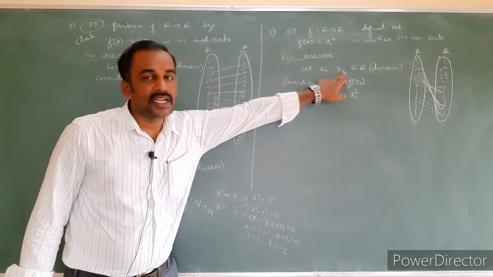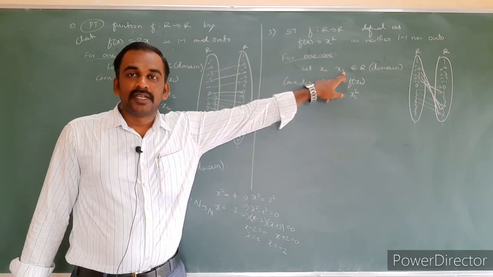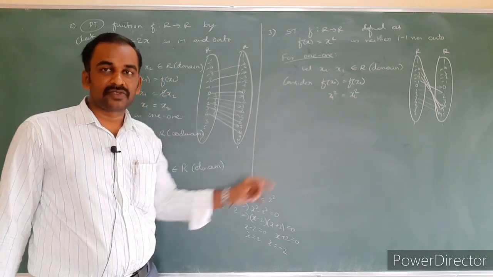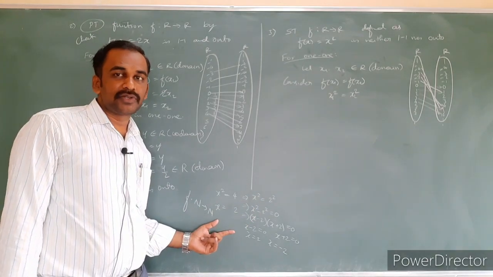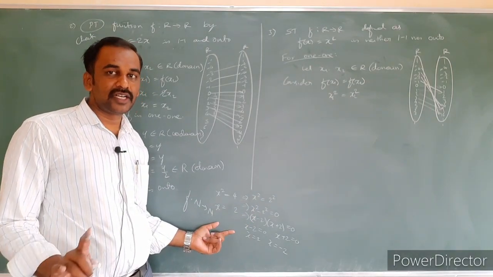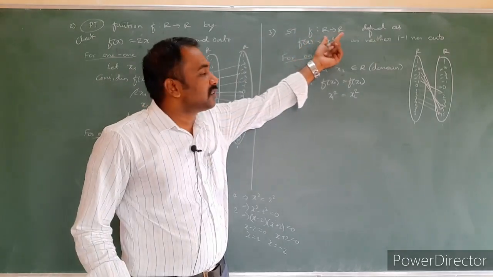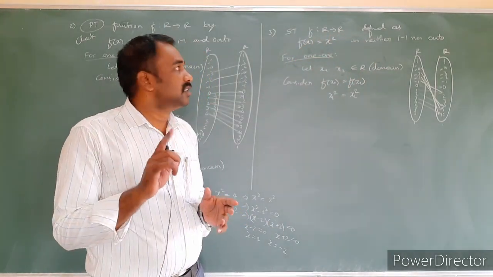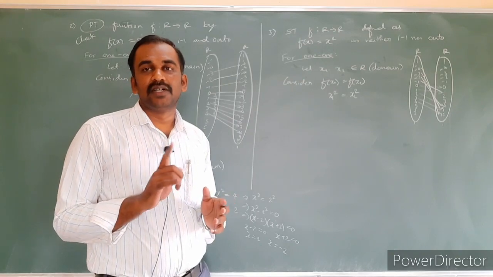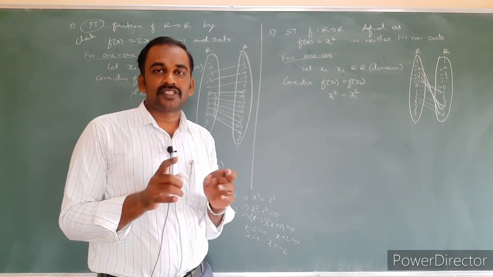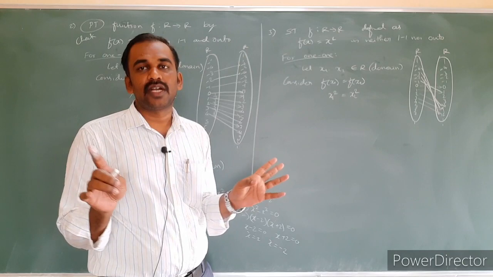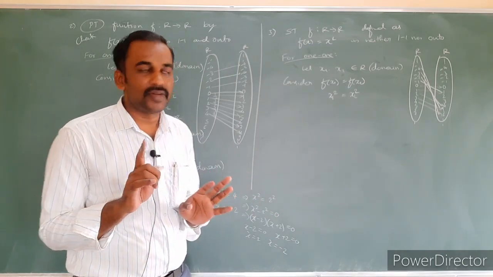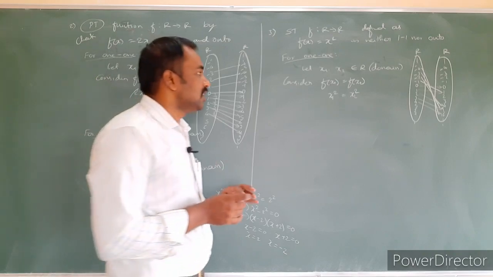Why? Because x1 and x2 both are natural numbers. The square root of a natural number, if it is a perfect square, obviously we will get the positive value, not the negative value. Is my point clear? In relations as well as in functions, the sets play a very important role. If we change the set, the total result will change. Be very careful about the set, it is important.